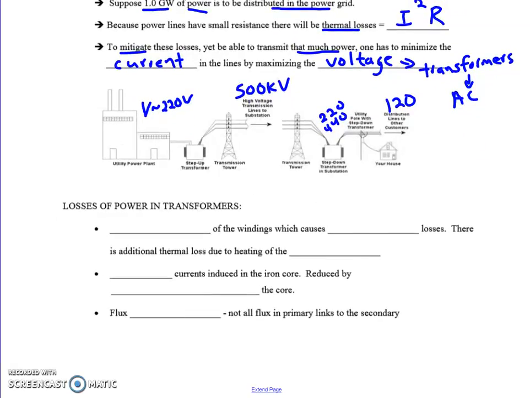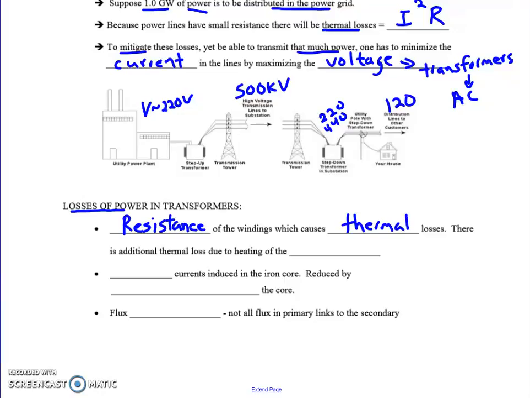The last thing we'll talk about is that transformers are not ideal. There are losses in power. The lab that we're doing is taking a look at that, but we want to know at least some factors that affect it. So why would we get less power output than we input? Well, first of all, our windings aren't perfect. They have resistance, and the more current we have in them, the more we're going to lose. So we get thermal losses.